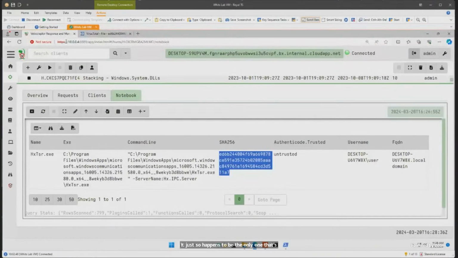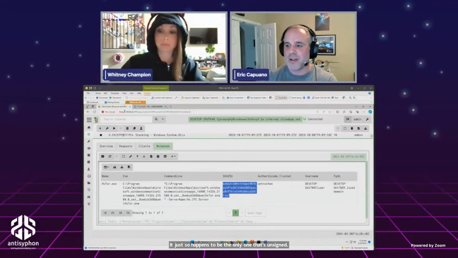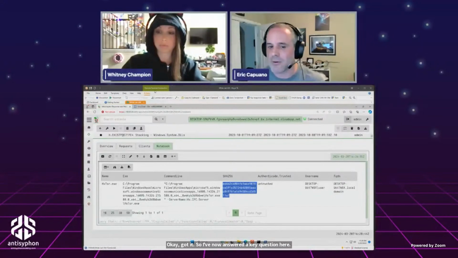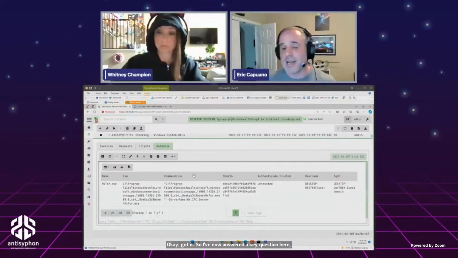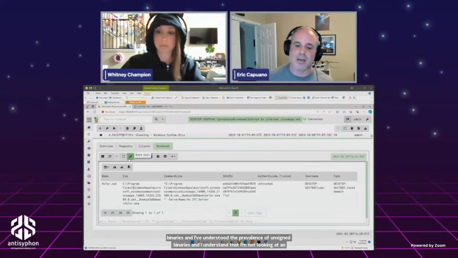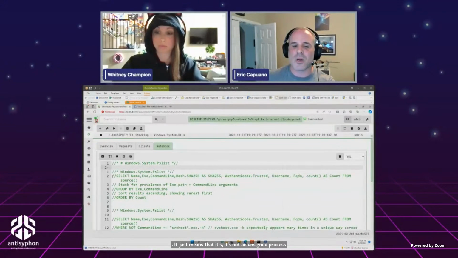But okay, got it. So I've now answered a key question here, right? I've understood the prevalence of unsigned binaries, and I understand that I'm not looking at an unsigned binary across these 10 machines. Now that doesn't mean I don't have malware. It just means that it's not an unsigned process that I'm looking for here. So continuing through this notebook, let's ask a couple additional questions.